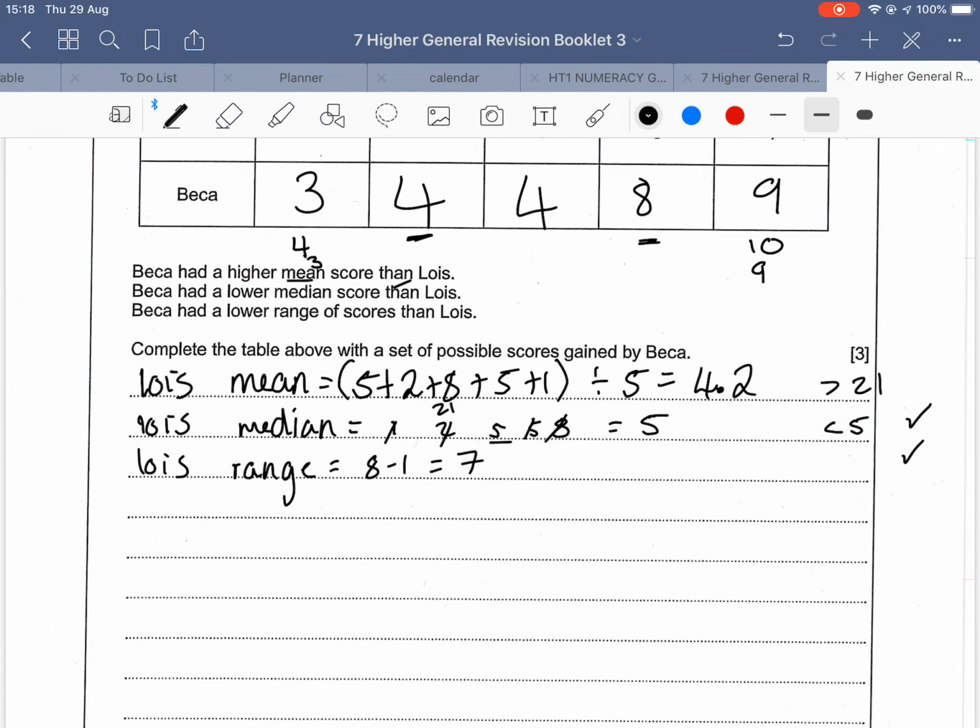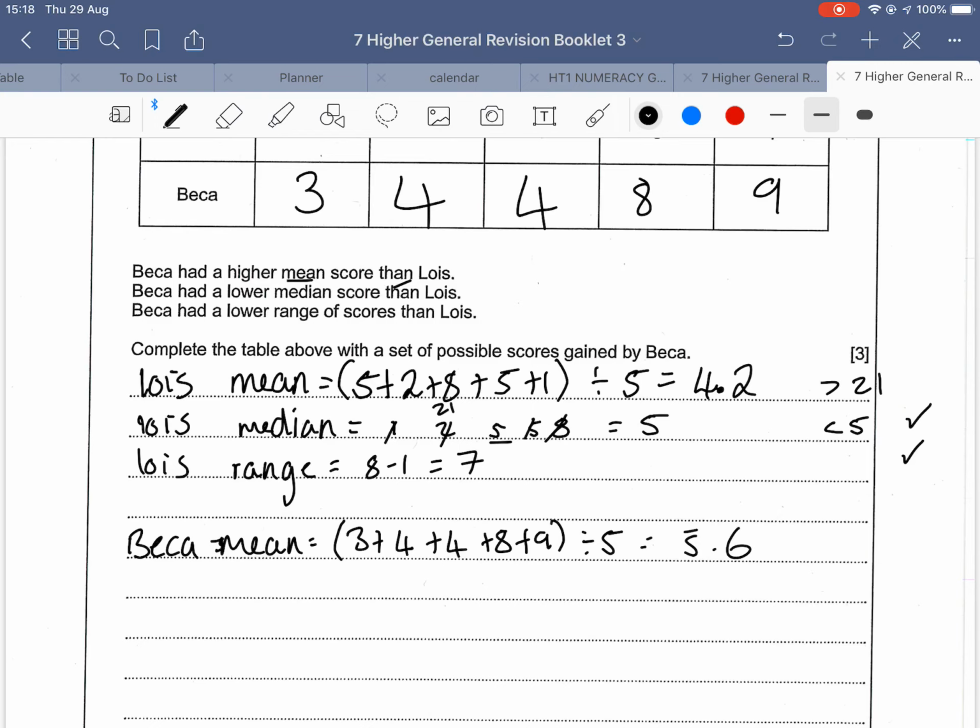So I'm just going to make sure that I've done that right by calculating the mean, median and range. So Becca, now with the numbers I've used, I'm just going to get rid of these bottom ones so I don't confuse myself. Becca's mean: if I do 3, add 4, add 4, add 8, add 9, and then divide that by 5, I get 5.6. I need that to be higher. She's got a higher mean, so yep, that's higher.